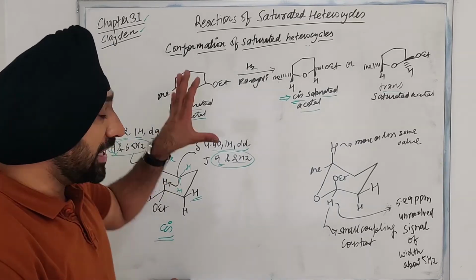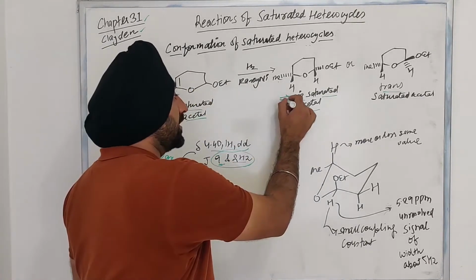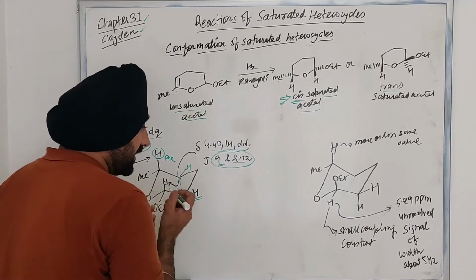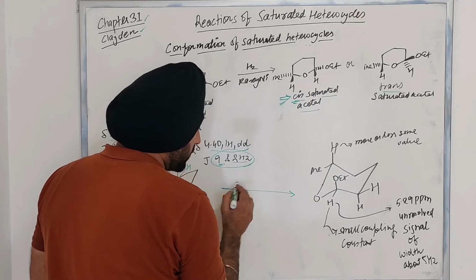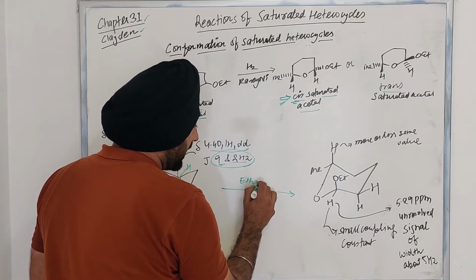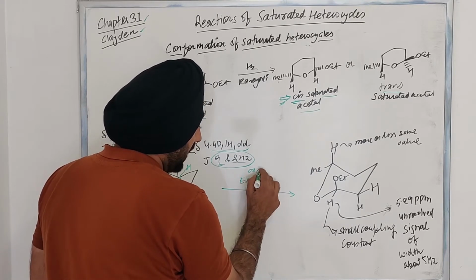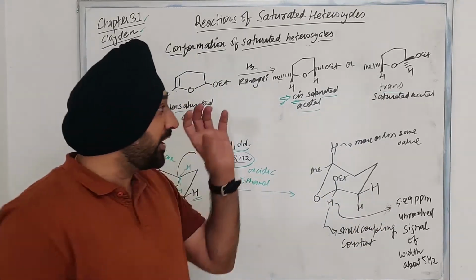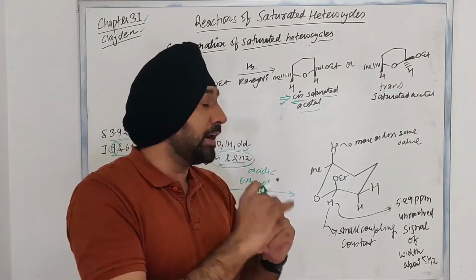So on the basis of that information, they were able to conclude that what they are getting is the cis-saturated acetal. But what is an interesting fact? What they found is that when they take the compound into acidic ethanol, what they end up getting is the formation of the trans compound. So this could be a very important question that could be asked to you.